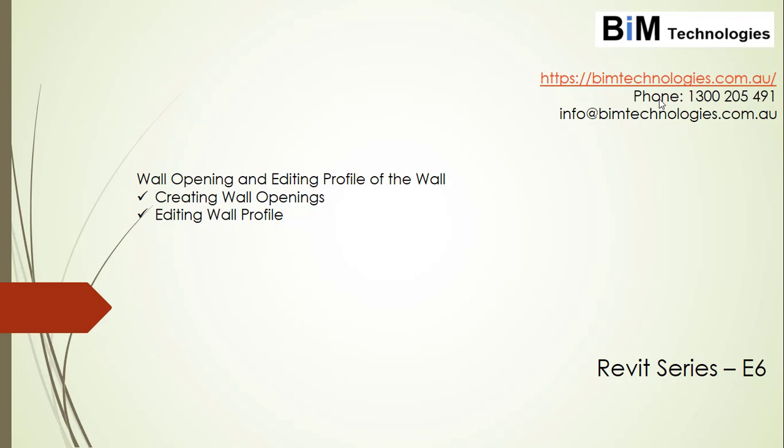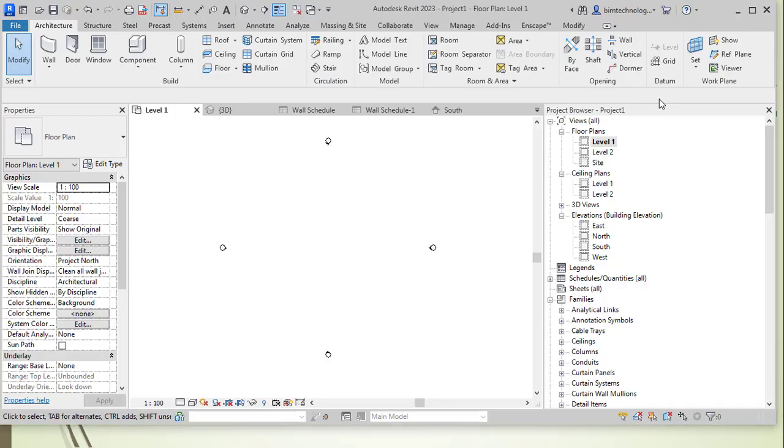In this particular video, we are going to show you how to create wall openings and how you can edit the profile of the wall. Now let's begin from Revit. We have the Revit 2023 version and we are using the default metric template that is available in Revit. Now let's create a wall and see how we can create an opening.